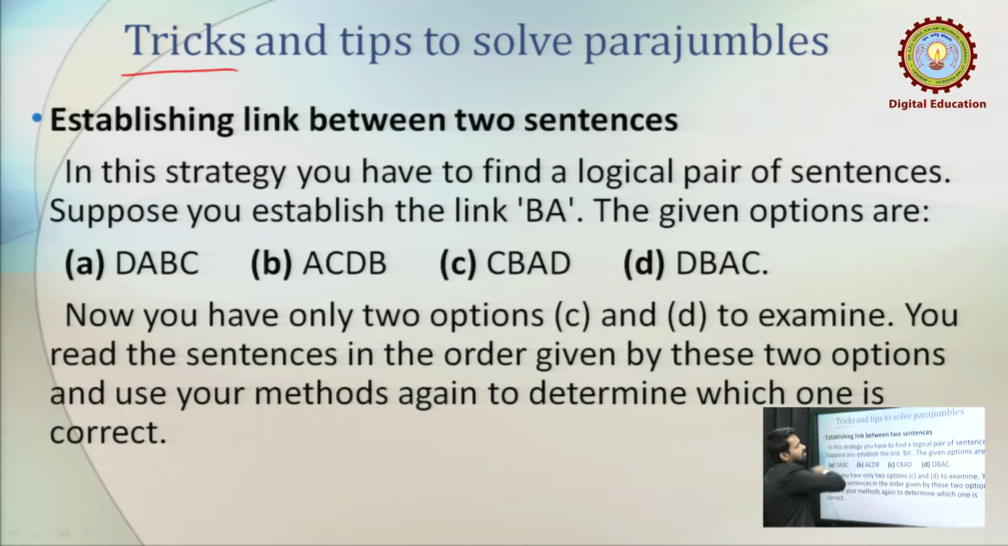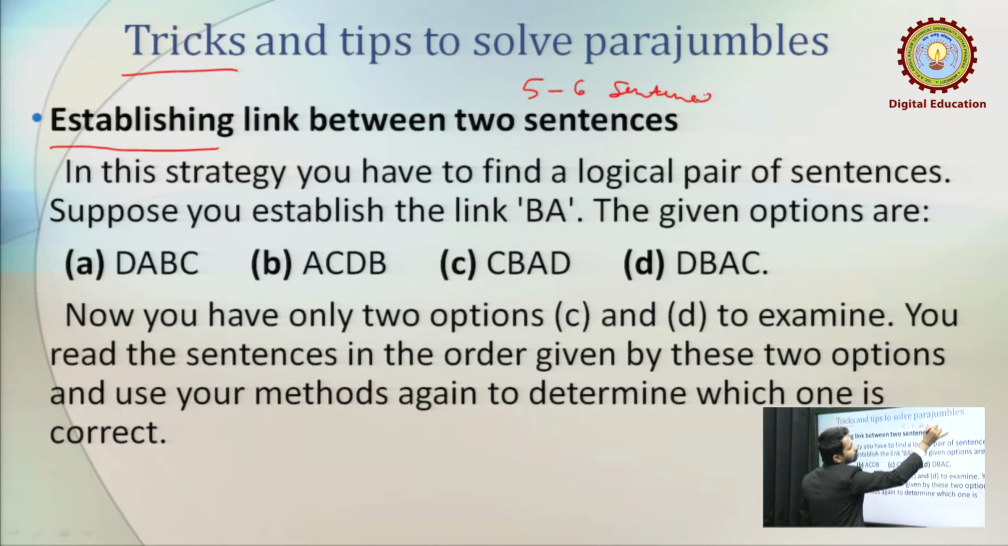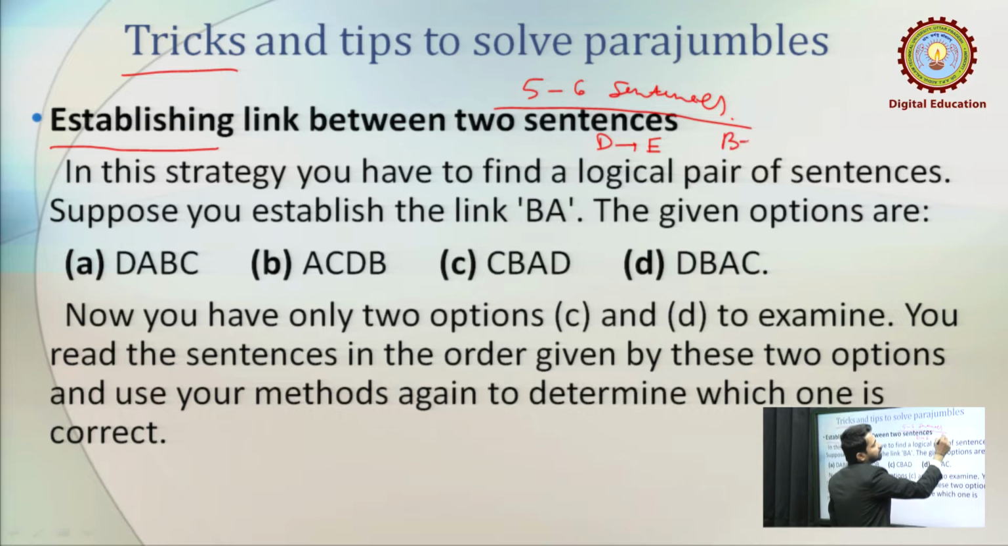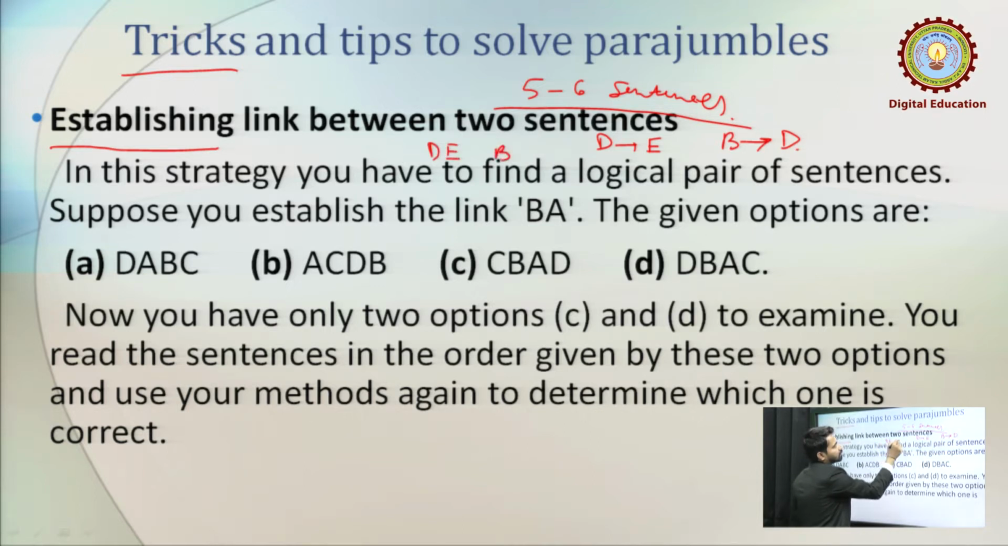Let us discuss tricks and tips to solve parajumbles. First of all, we have how to establish a link between two sentences and how to make a pair. Suppose you are given 5 to 6 sentences. You need to find out a pair. For example, if you think after D, E is going to come, or after B, it is going to be D. So basically, you will find a pair DE or BD.